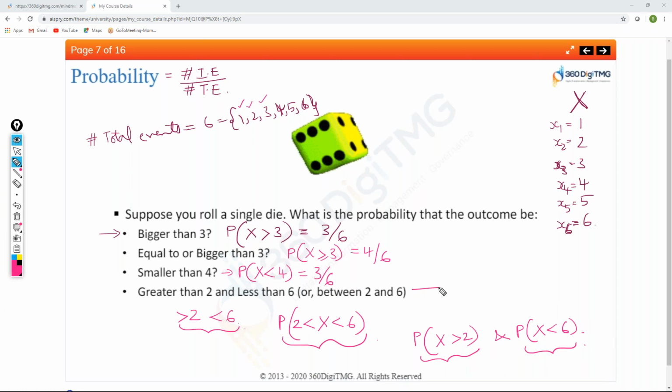But here, let's go by the layperson strategy. Between 2 and 6, greater than 2 and less than 6, you have 3 numbers. So it's once again 3, which is the numerator, the number of interested events, divided by the total number of events, which is 6. Now I'm sure no one will say that I don't know probability. These are all things which we would have discussed as part of our school days. It's a recap. I've taken you guys back to your school days.